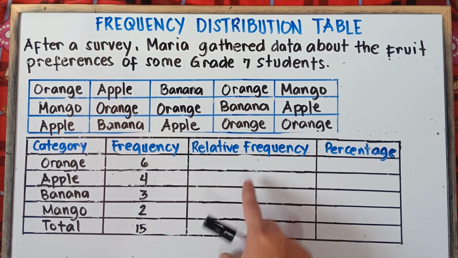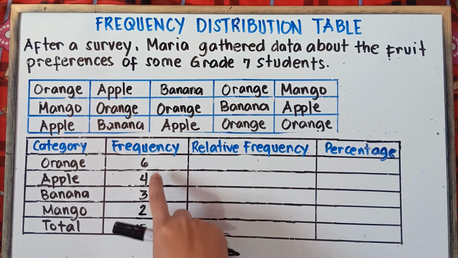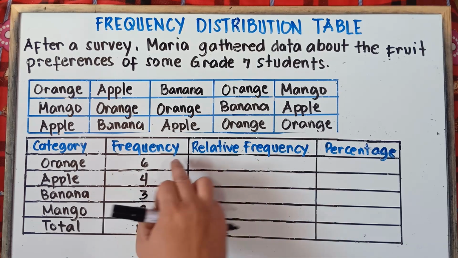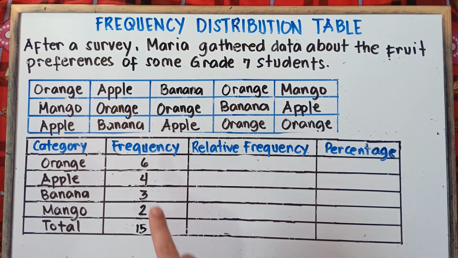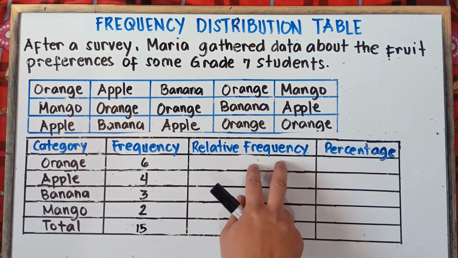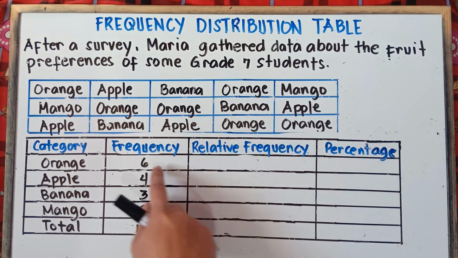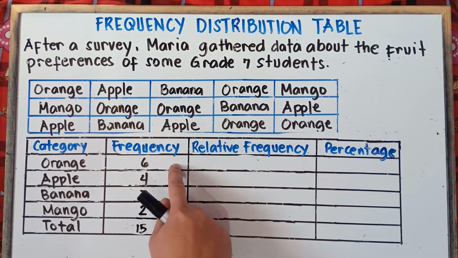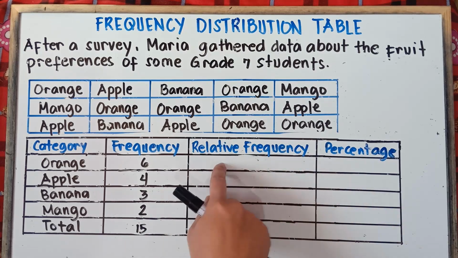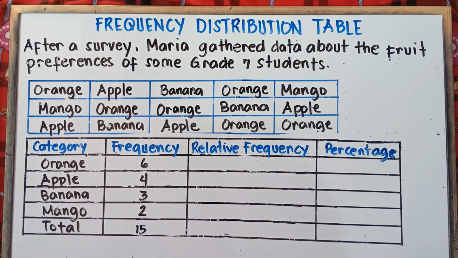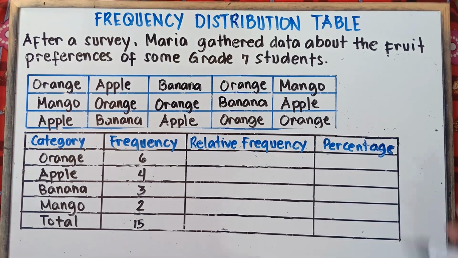Now, to get the relative frequency of a class, simply divide the frequency in this particular class, once again, the frequency in this particular row. So the frequency of orange would be 6. Divide by the total, and that would be the relative frequency. Let's have the solution, class, for you to really understand this one.